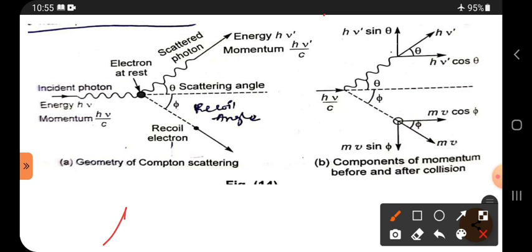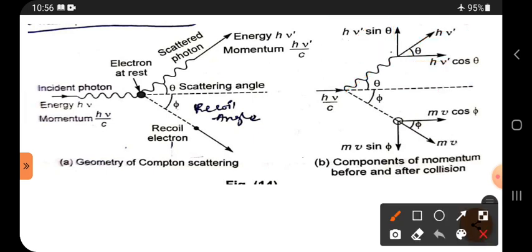Here, the momentum of the photon in this direction is h nu by c. We have tried like this. It is given as h nu by c. So from here to here, h nu by c. Then how much in this direction and how much in this direction? That is what we have to calculate.